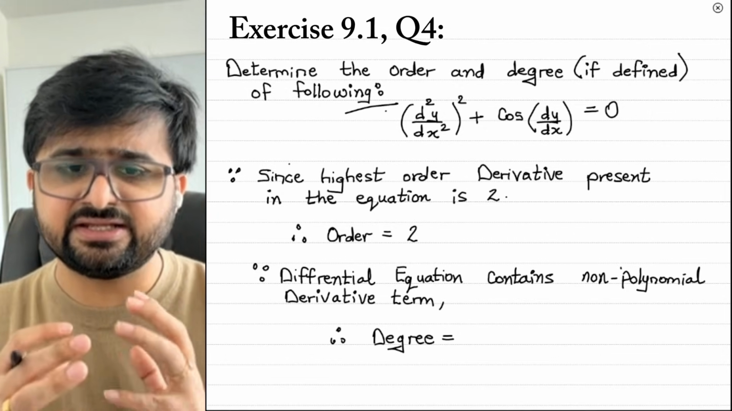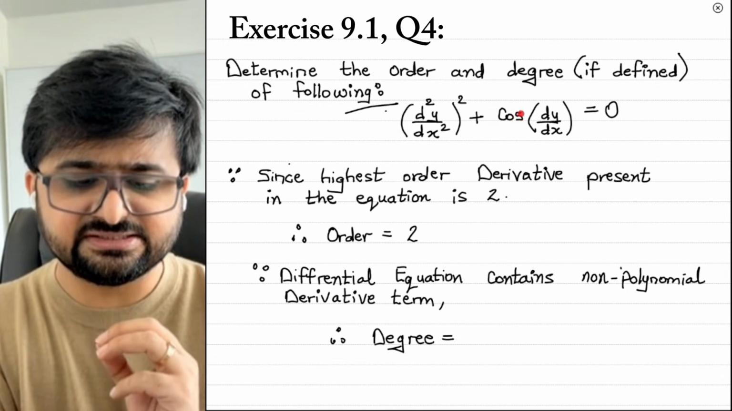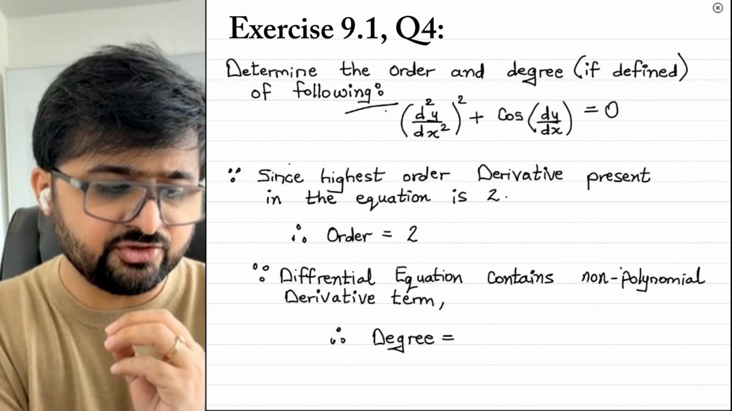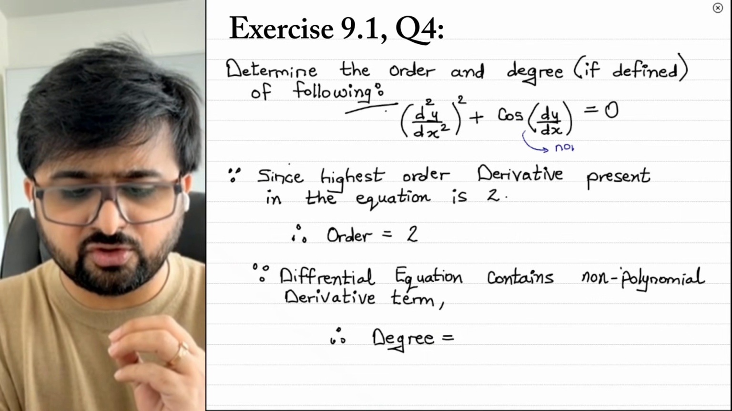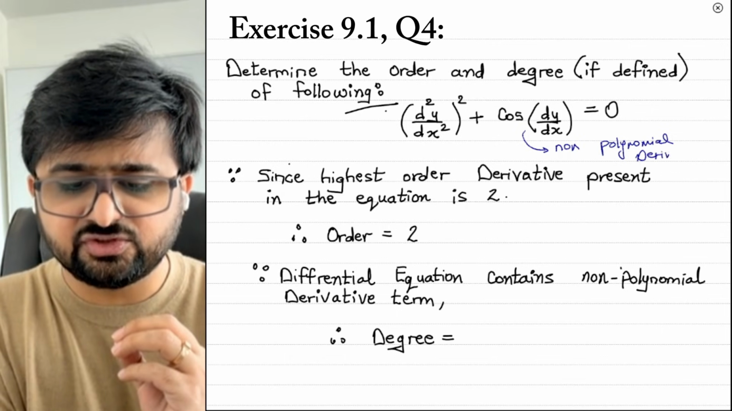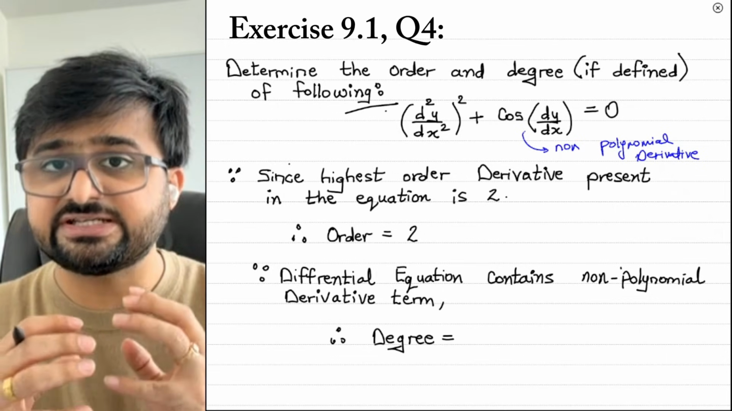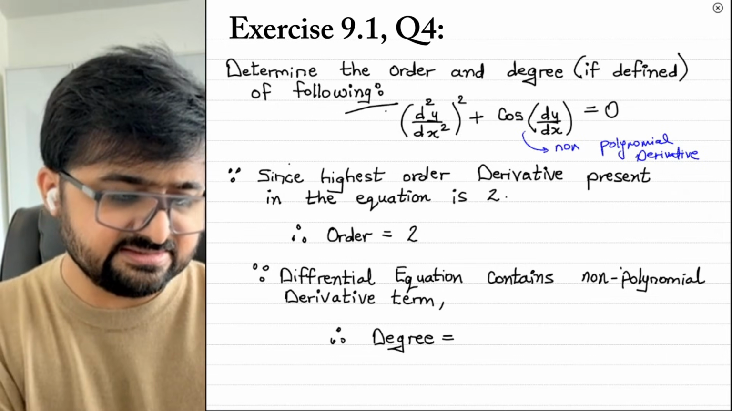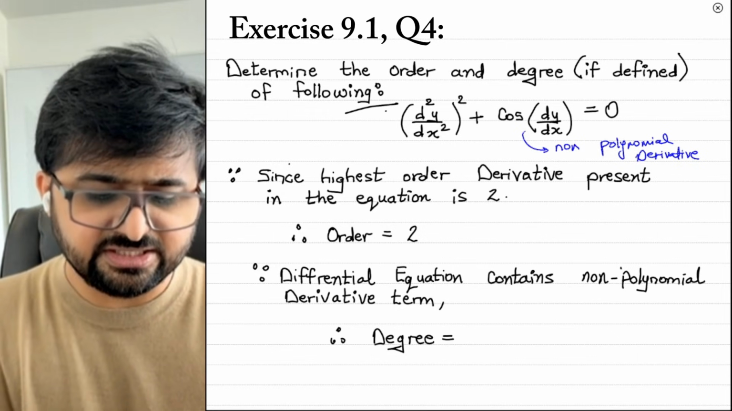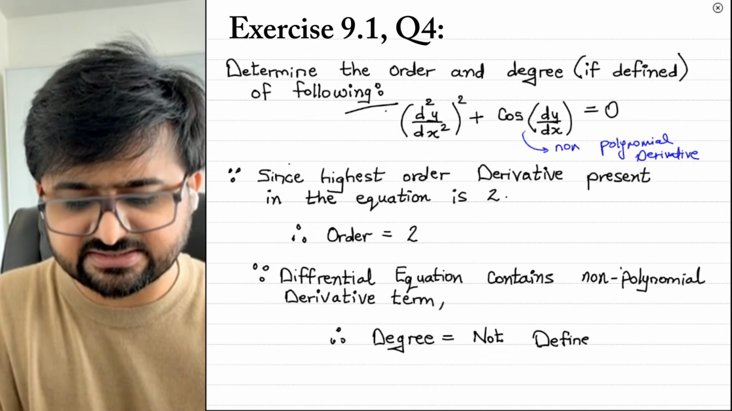Let's look at the degree. Degree is very important again. If you notice, there is this cos dy by dx term. This is a non-polynomial derivative. Whenever there is a non-polynomial derivative term, we know that the degree of that differential equation is not defined. Therefore, in this case, since the differential equation contains a non-polynomial derivative term, the degree is not defined. I hope that makes sense.